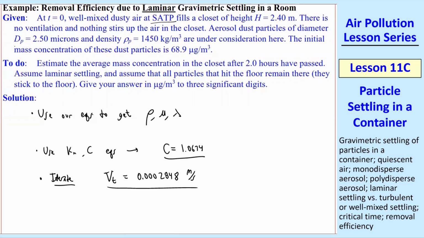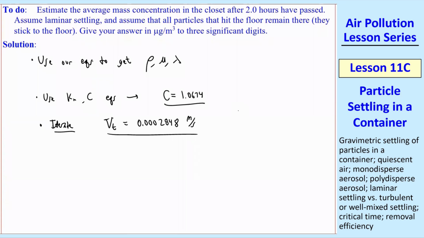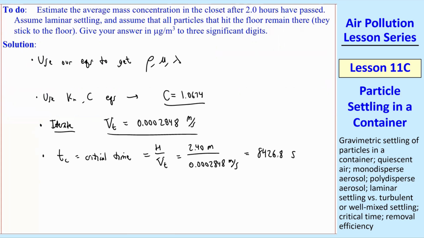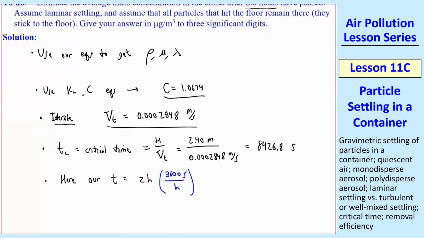It turns out that since these particles are so small, and they have a small density too, Stokes' approximation is actually very good for this particular case. But I just throw it into my iteration scheme anyway since I have it set up, and you should always do the same. The critical time is H over VT, and that gives us 8426.8 seconds. Our t is 2 hours, so we have to do some unit conversions. There's 3,600 seconds per hour, so we have 7,200 seconds, which is less than tc, 8,400 seconds.